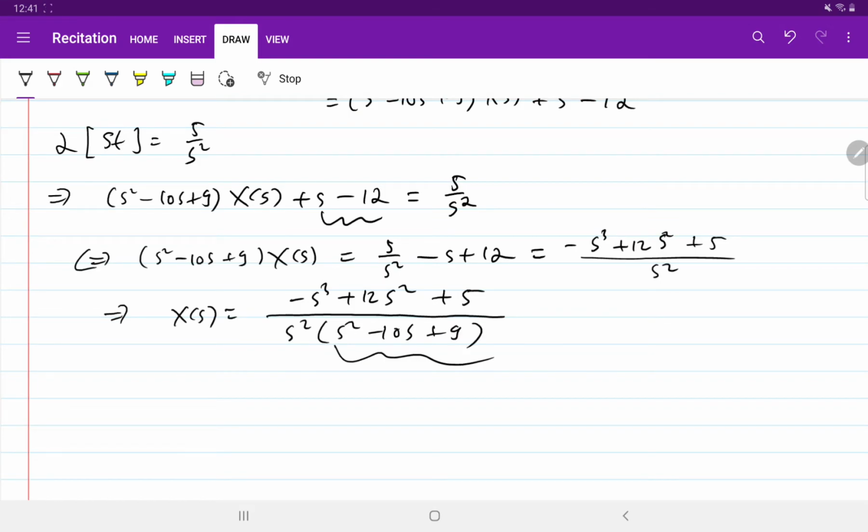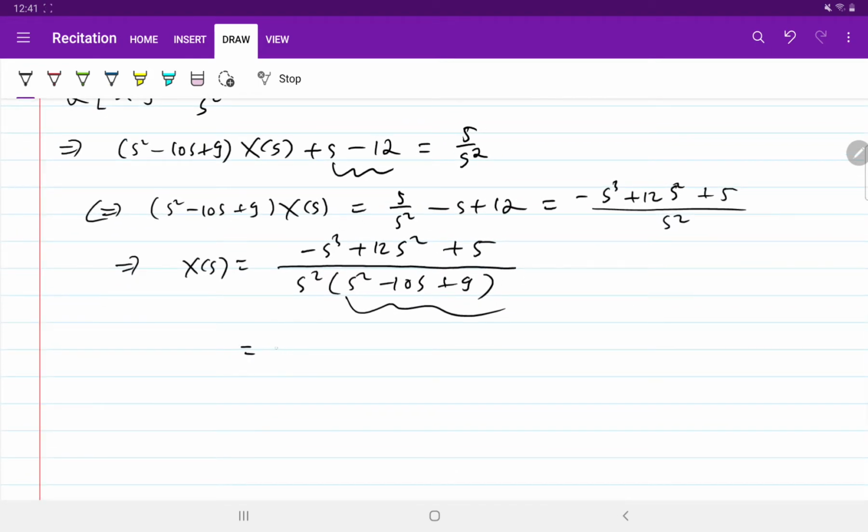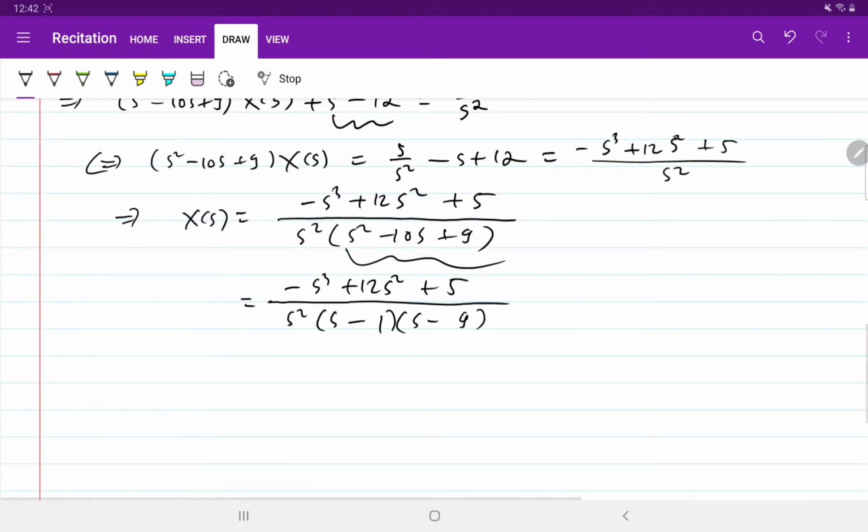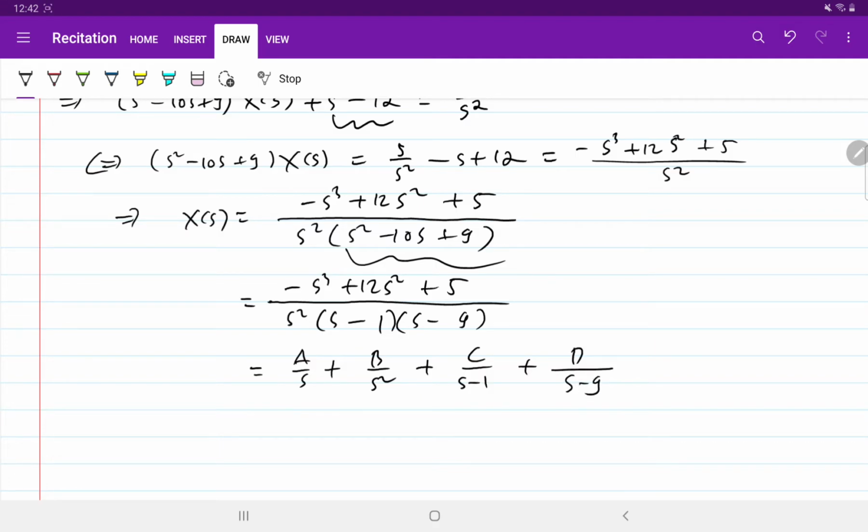But we can factorize this quadratic polynomial. So we get minus s cubed plus 12s squared plus 5 over s squared times (s minus 1)(s minus 9). Okay, so again we use partial fraction expansion: A over s plus B over s squared plus C over s minus 1 plus D over s minus 9.